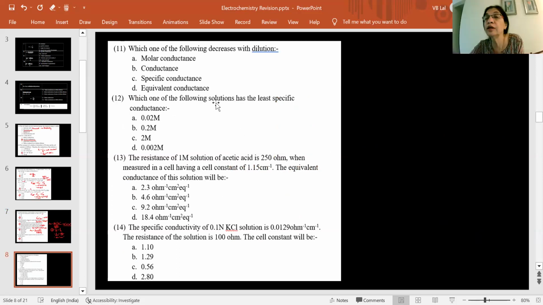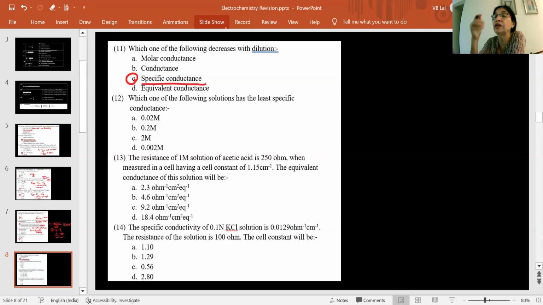Now, which of the following decreases with dilution? I told you conductance increases with dilution, right? Whether it is strong electrolyte or weak electrolyte, conductance always increases with dilution. In case of strong electrolyte, the freedom of ions is there when it becomes a dilute solution. In case of weak electrolyte, more ions are formed on dilution. So conductance, molar conductance, equivalent conductance, all increase with dilution. The only one which does not increase with dilution is specific conductance.